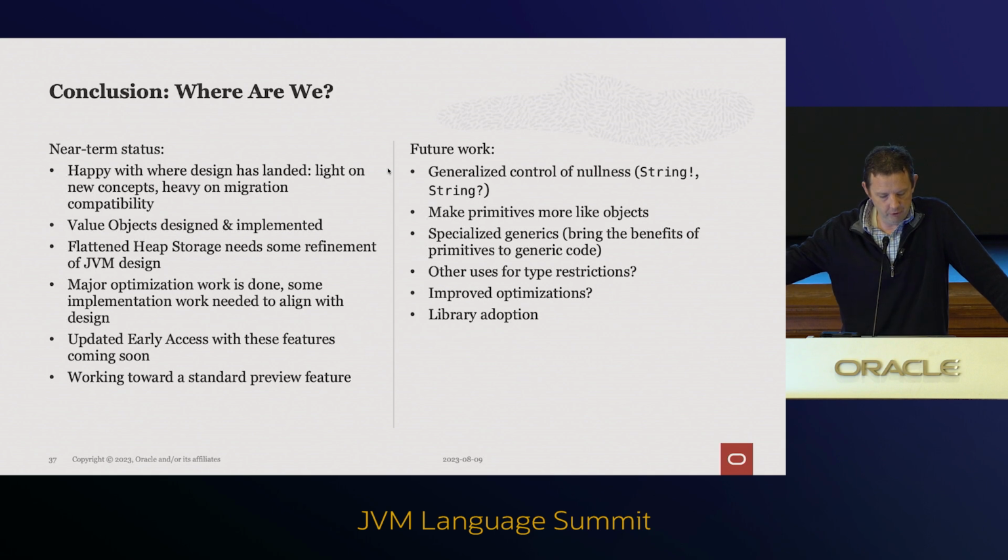There's some future work on the other side. I mentioned nullness, I mentioned generics, I mentioned making primitives more like objects. These are all things that we're setting aside for this phase, and we'll come back to them in the next phase. Other uses for type restrictions. Maybe there's more optimizations that we'd like to do. And of course, once these tools are in the VM, that unlocks a lot of great library work that can happen. So looking forward to those pieces.